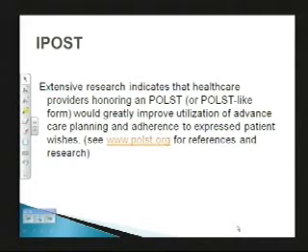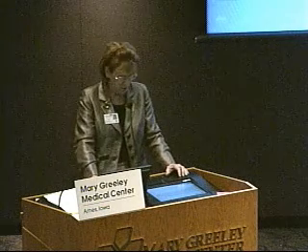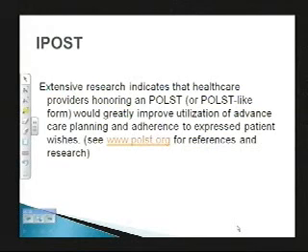Extensive research indicates that healthcare providers honoring a POLST greatly improves the utilization of advance care planning and adherence to expressed wishes. If you want more information about the overall national movement, you can go to this address here for the research that has gone behind the national POLST movement.